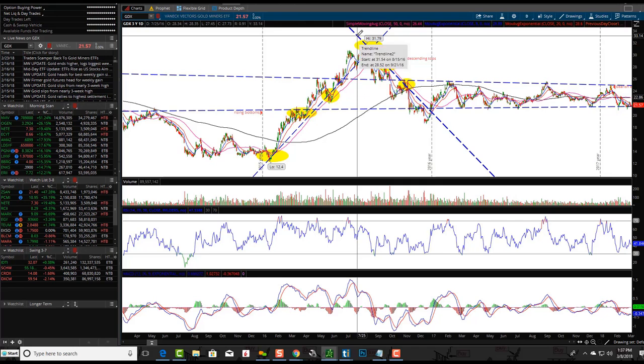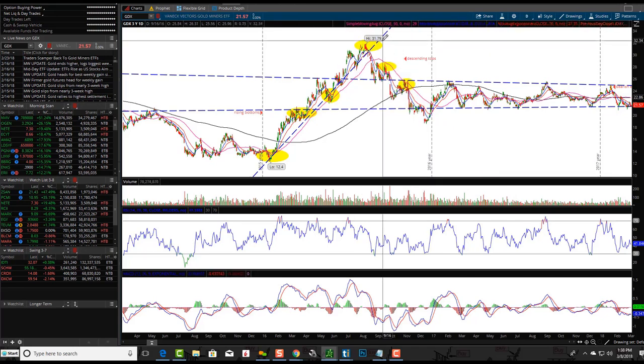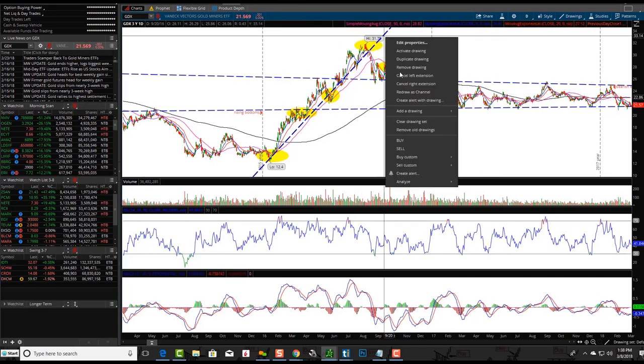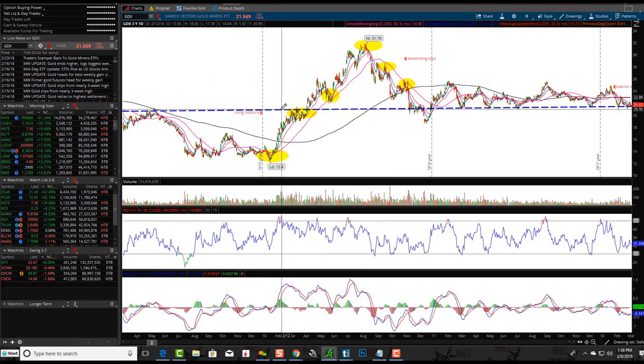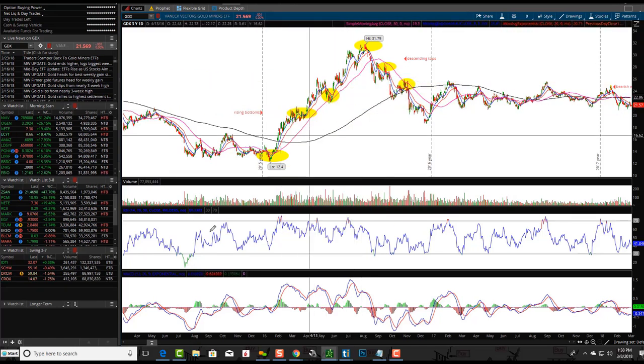So when price obeys it, traders pay very close attention to these trend lines, support and resistance. It's all about support and resistance. Extremely important. Let's look at one or two more examples here.